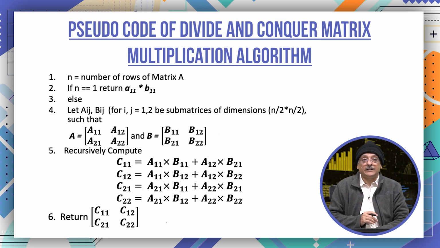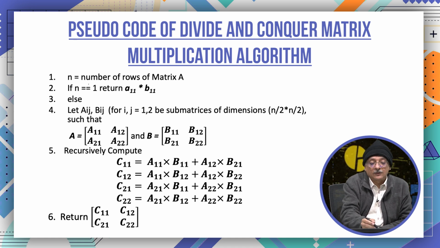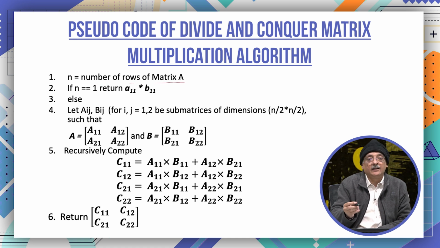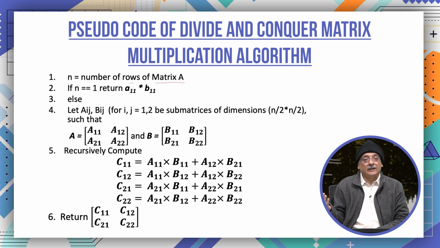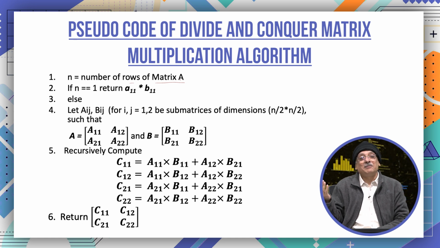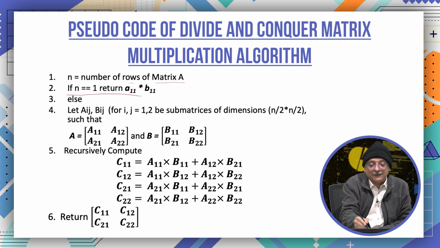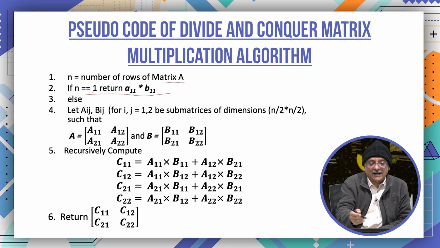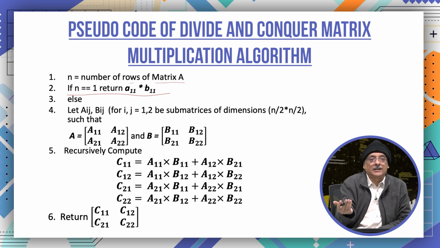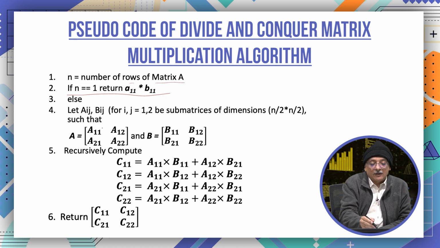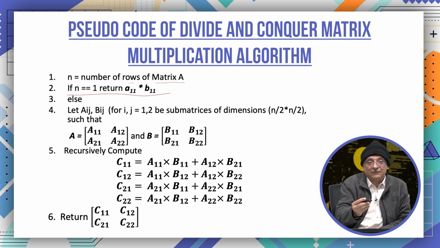So how are we going to proceed? Let's look into the pseudocode and try to understand this. Here n is the number of rows of matrix A, which is equal to the number of columns of matrix A, which is equal to the number of rows and columns of matrix B as well as matrix C. Our termination condition is: if n equals 1, we have just one element, so just multiply these two elements. Else, what are we supposed to do? Let Aij and Bij be the parts; we will be breaking that particular matrix.